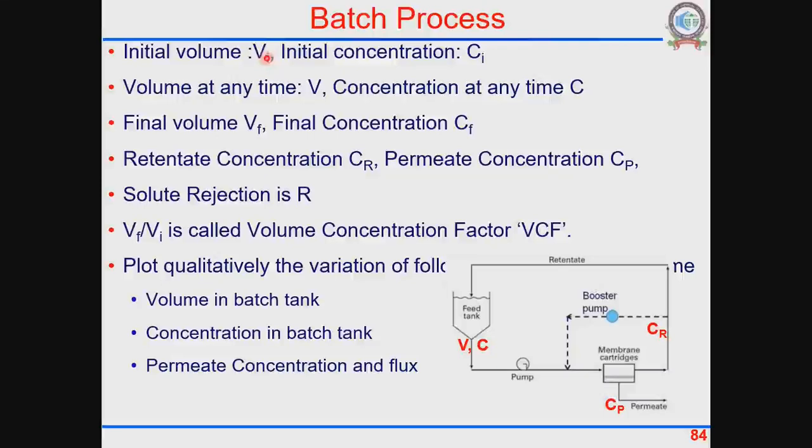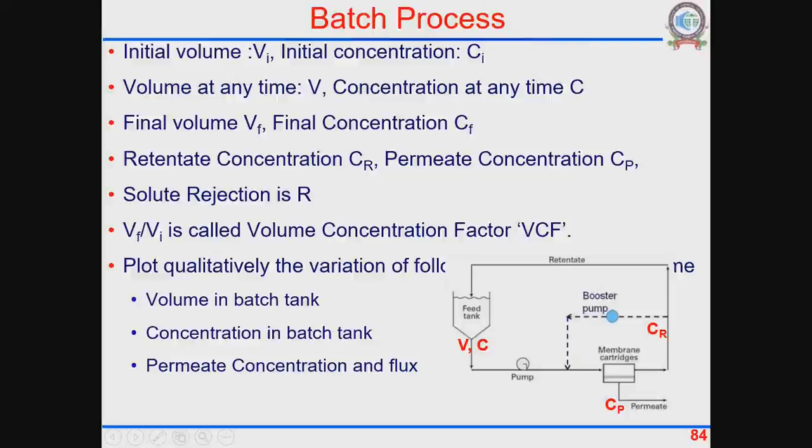Let's say Vi is the initial volume, Ci is the initial concentration. In the membrane batch tank, V is the volume at any point of time, C is the concentration at any point of time. The final volume is Vf, the final concentration is Cf, retentate concentration is Cr, permeate concentration is Cp, solute rejection is R. Now, as this volume goes down in this feed tank because some permeate is removed, the initial volume and the final volume, the ratio is called the volume concentration factor.